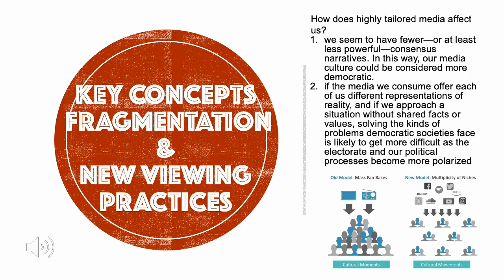Our next key concepts that come out of this understanding of niche nation is fragmentation and new viewing practices that we have. So these new viewing practices have helped to produce the experience of niche nation. Again, we have fewer and less powerful consensus narratives because of our viewing practices, as indicated by this image below, which shows the difference between a mass fan base and a multiplicity of niches. So we have lots of different people watching lots of different things. And so fragmentation, what is the effect of this, right? It's the separation of what had been the mass into different groups that are sorted largely by the algorithm, which we'll talk more about.